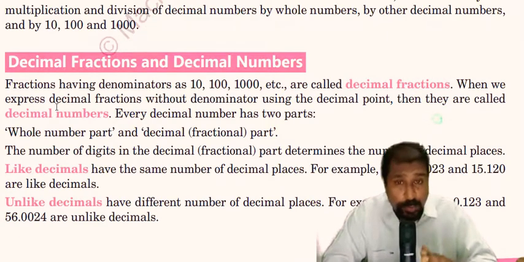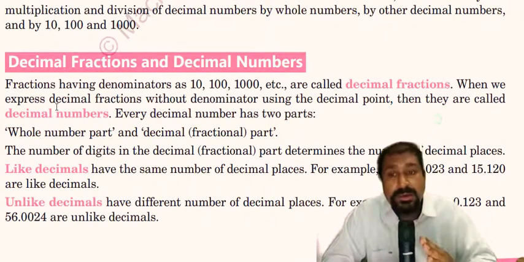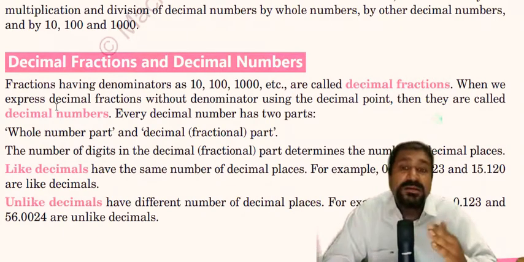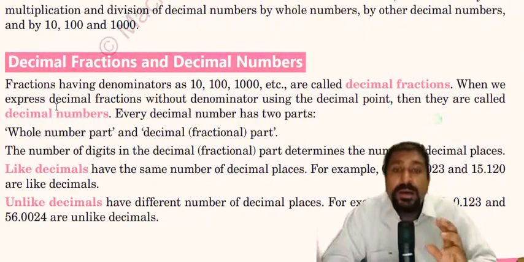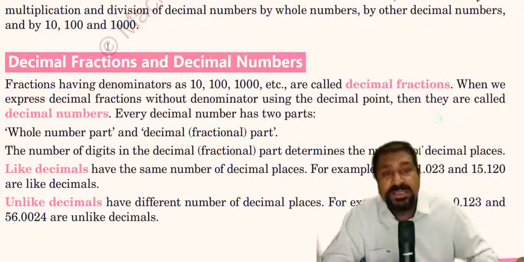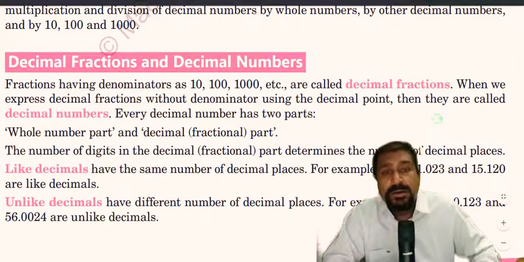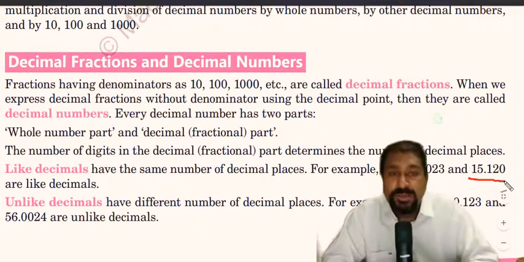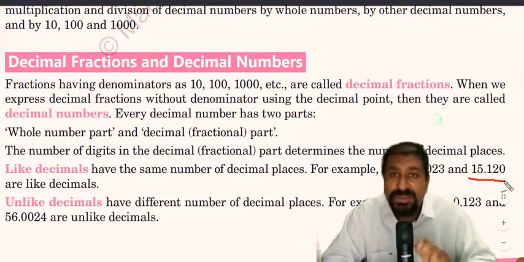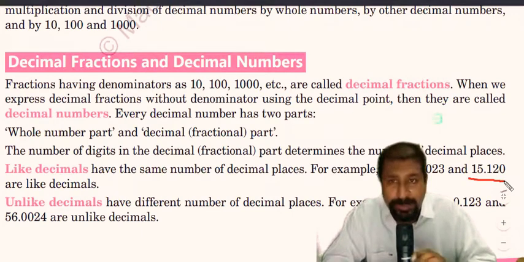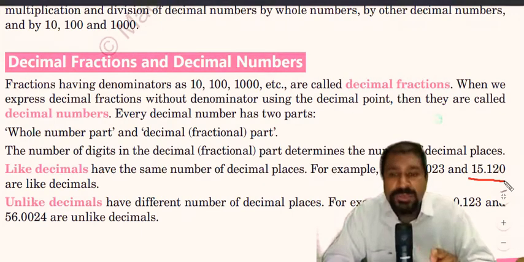Decimal number has got two parts. One is the whole number part and another is the decimal part. Please do remember, I will be using it many times. A decimal number consists of two parts. Like you can see the example here, it's given in the book itself. If you take this number 15.120, you can clearly say that 15 is the whole number part and 0.120 is my decimal part.